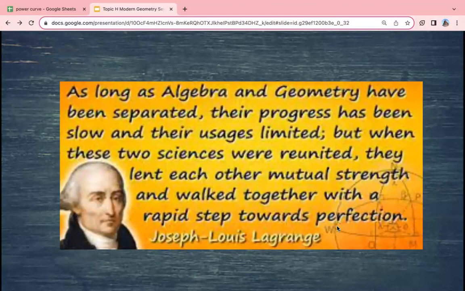But before I end this presentation, let me leave you with this saying coming from Joseph Louis Lagrange. As long as algebra and geometry have been separated, their progress has been slow and their usage is limited. But when these two sciences were reunited, they lent each other mutual strength and walked together with a rapid step towards perfection.